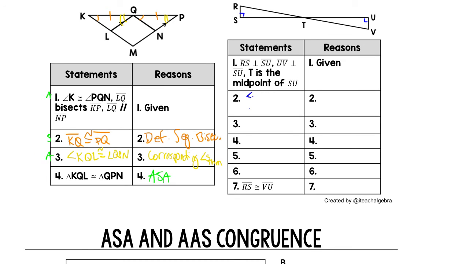We have to know that angle RST and angle VUT are right angles because perpendicular lines create right angles. Now we can know angle RST is congruent to angle VUT because all right angles are congruent.